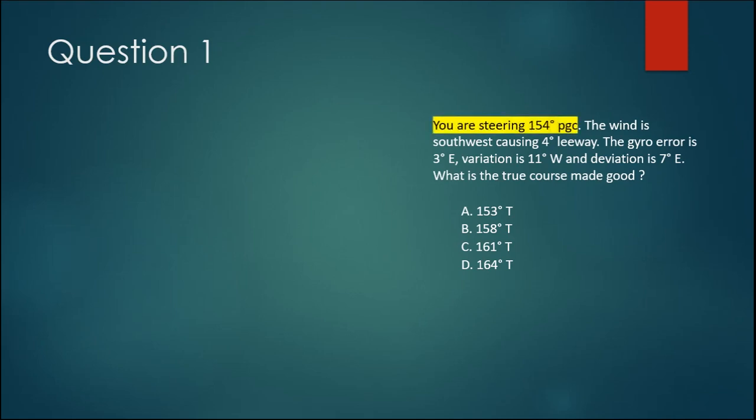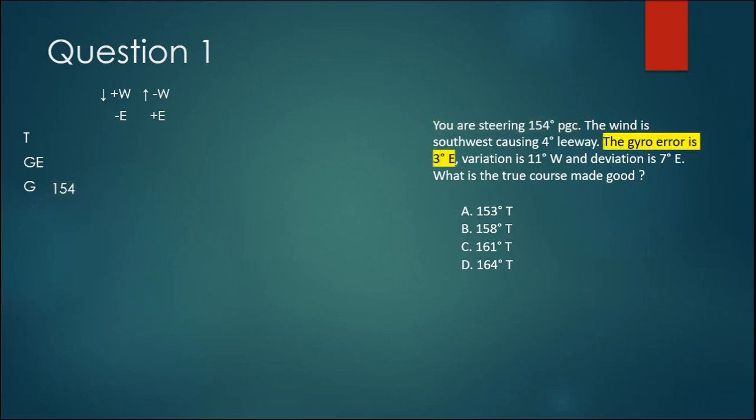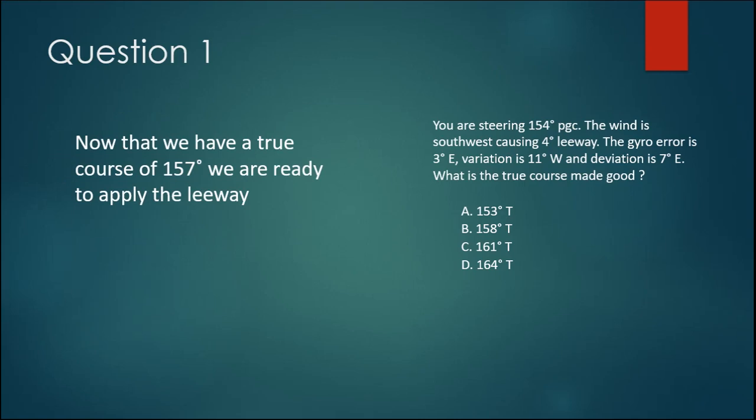First, we have to get a true course. If we're using a gyro heading, we'll lay out the TGEG diagram. We'll plug the 154 degrees per gyro compass in. Then we get the gyro error from the problem of 3 degrees east. Apply the correction for a true course of 157 degrees. This was all covered in lesson one, so if you're lost here, please go back and review lesson one. We have a true course of 157 degrees. We're ready to apply the leeway.